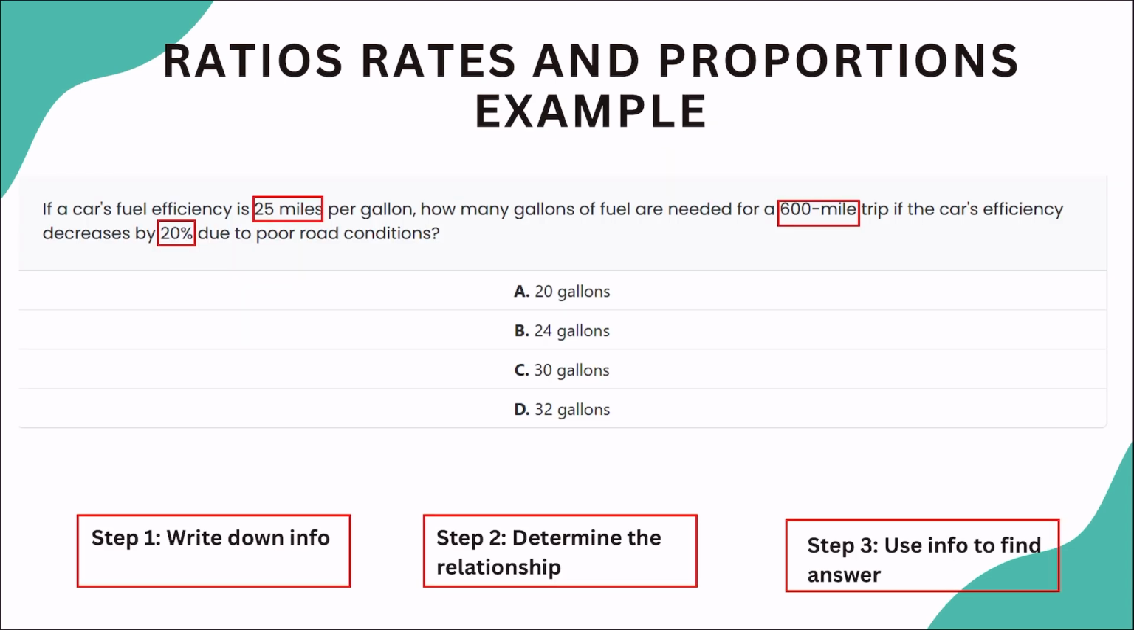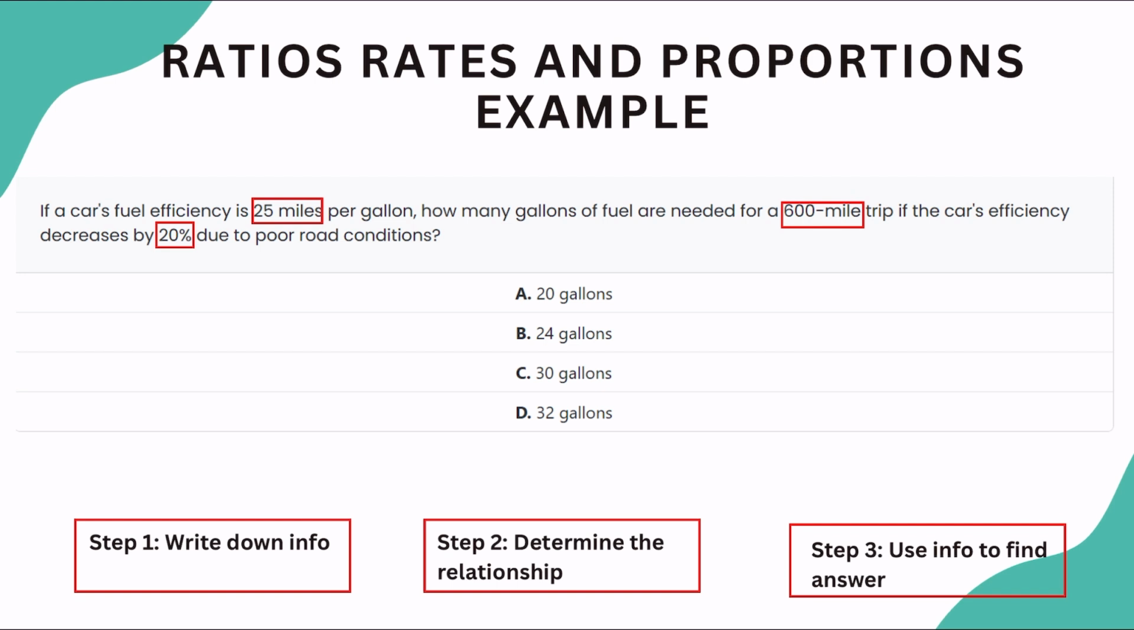Okay, so let's look at a ratios, rates, and proportions example. So the question reads, if a car's fuel efficiency is 25 miles per gallon, how many gallons of fuel are needed for a 600-mile trip if the car's efficiency decreases by 20% due to poor road conditions?